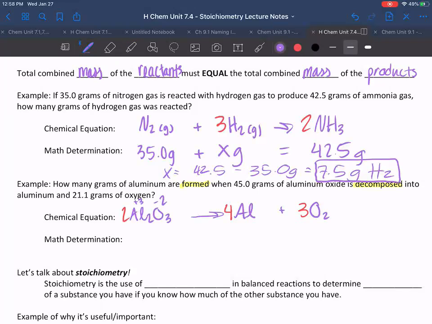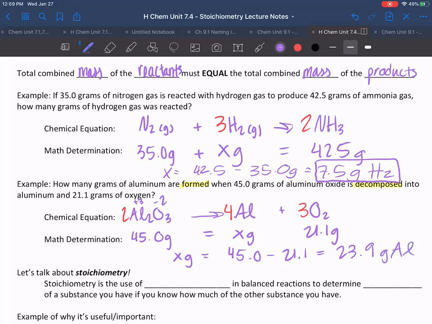We are told that we have 45 grams of aluminum oxide, and it's asking how much aluminum we get with 21.1 grams of oxygen. So X grams is now equal to 45 minus 21.1, which is 23.9 grams of aluminum. Any questions on this?